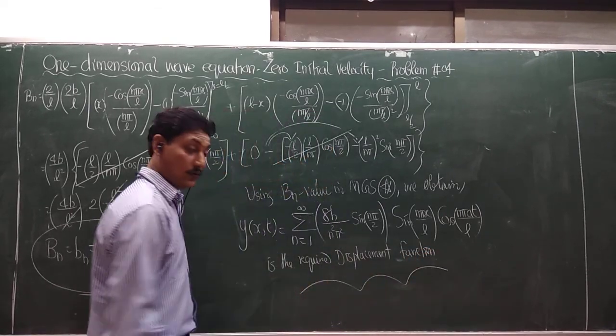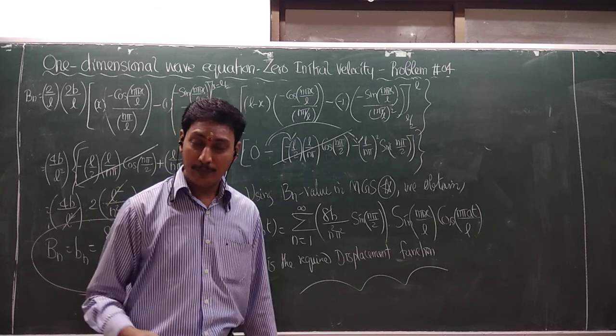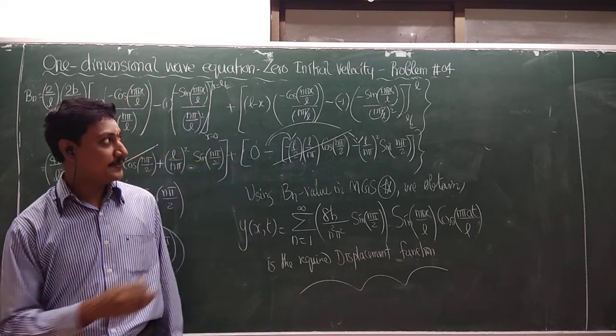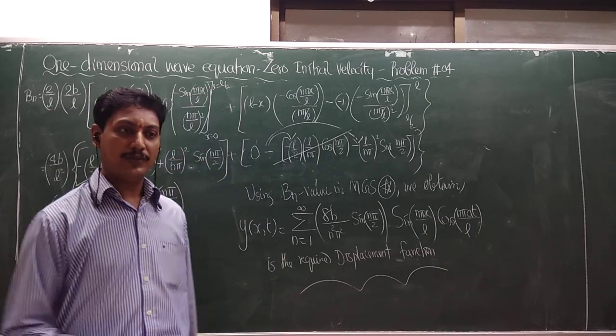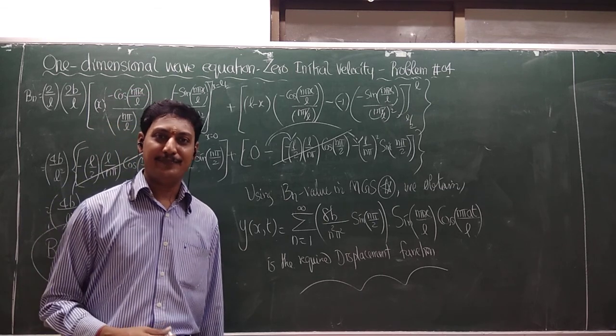That's it. So I hope you understand this type. This is the fourth model in the zero initial velocity type.